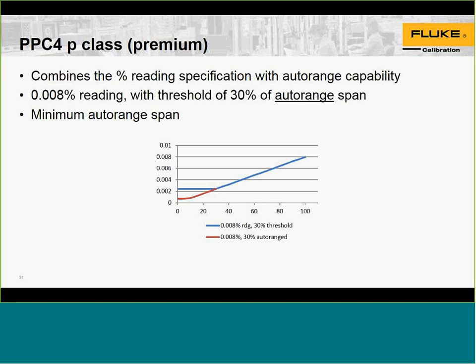Same concept, just an improved accuracy specification, 0.008% as opposed to 0.01%. But Autorange this way, it's really 9% per QRPT span, because it's 30% of 30%. And you can see that when you Autorange down to 30%, the red plot, you bring that reading specification down to 9% of the total span of the QRPT.